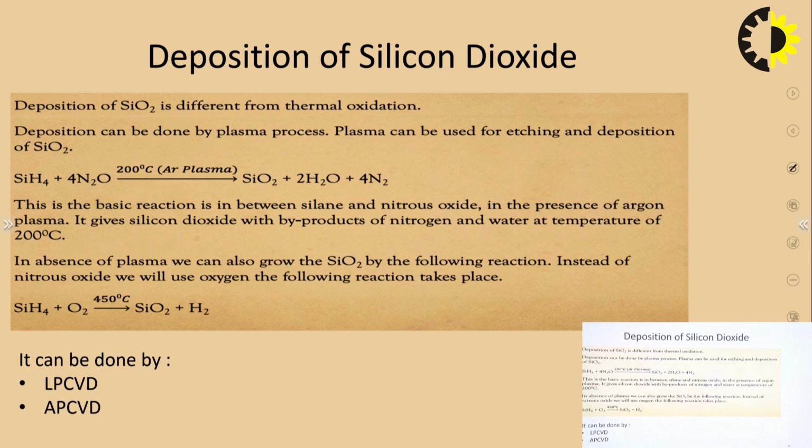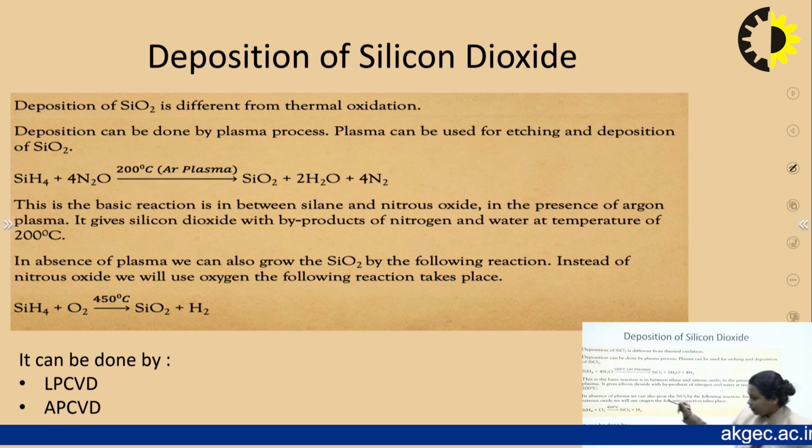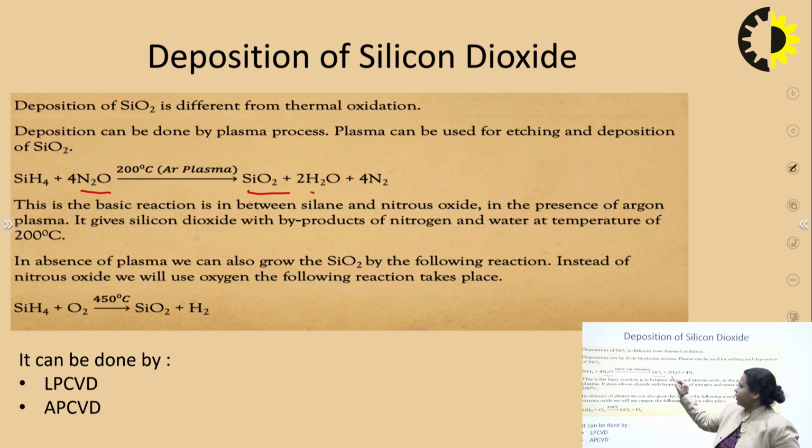So now another one is deposition of silicon dioxide. We all know, we have studied the oxidation part, in which we are creating silicon dioxide. But here the deposition of silicon dioxide means that we are using silane SiH4, and we are adding nitrous oxide N2O, at a temperature of 200 degrees Celsius, which is basically an argon plasma temperature, and it gives SiO2. So here the SiO2 layer is formed by reacting silane with N2O, nitrous oxide, and it will give SiO2 and H2 and 4N2. These are the byproducts of it.